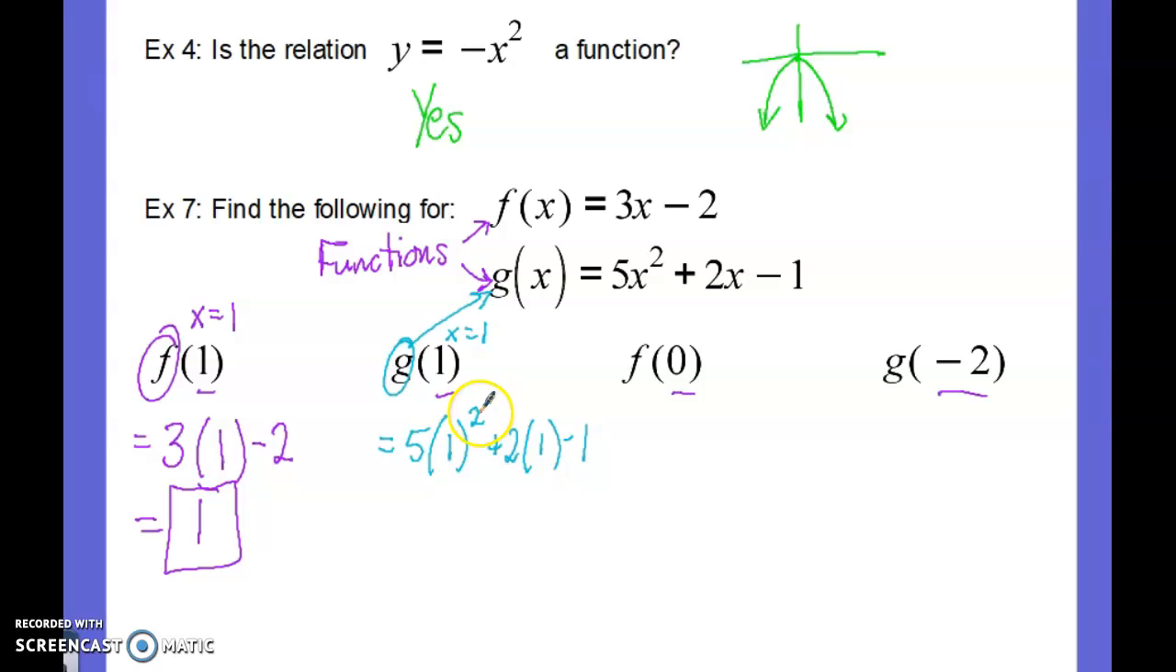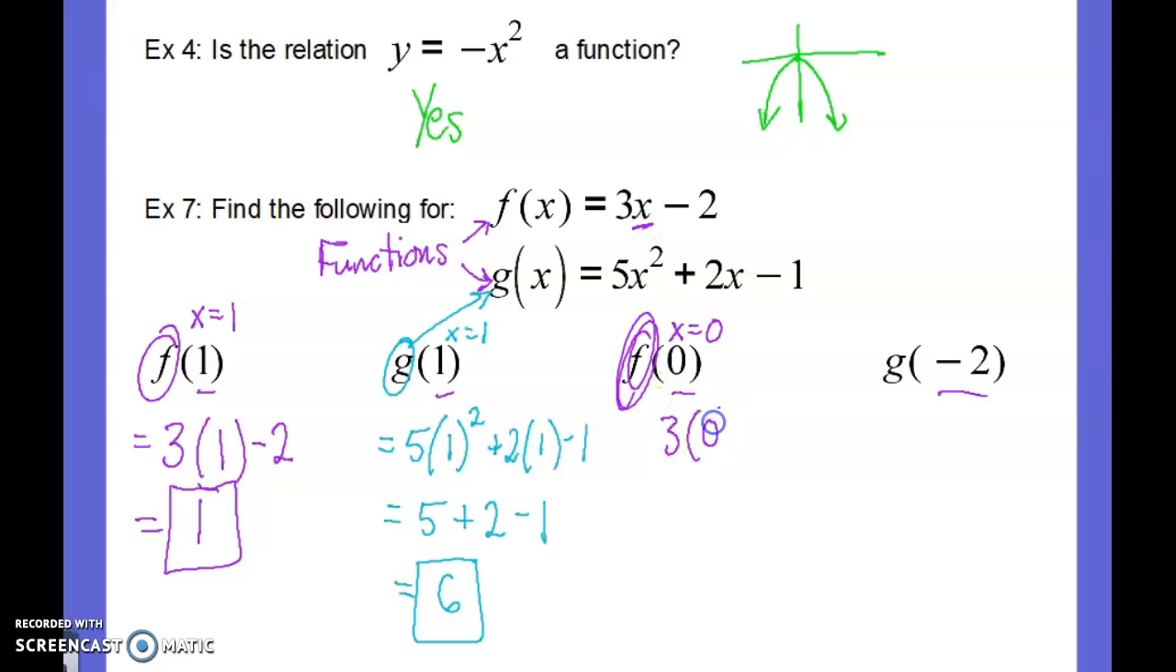And just make sure you do exponents first. 1 squared is 1, times 5 is 5. 2 times 1 is 2. So 5, 6, 7, subtracting 1 gives you 6. This is why we make you do the order of operations in that very first unit. It's very, very boring. So which function are we going to? The f function, and replace x up here with 0. So 3 times 0 minus 2. So 0 minus 2 is negative 2. I should be putting equal signs in here.